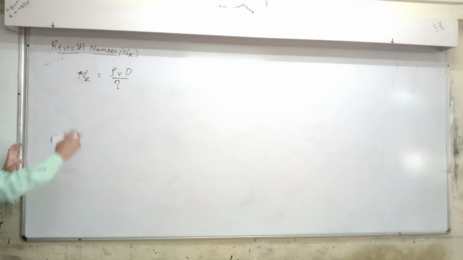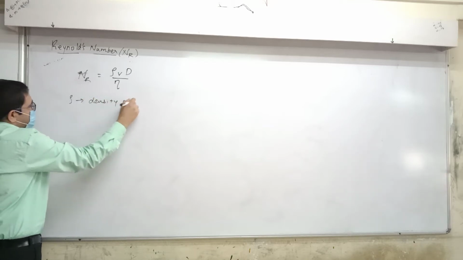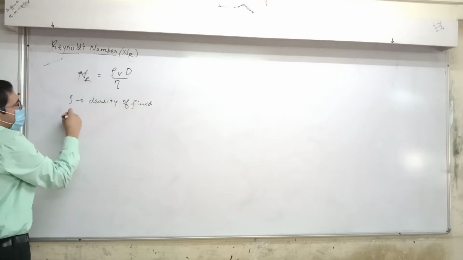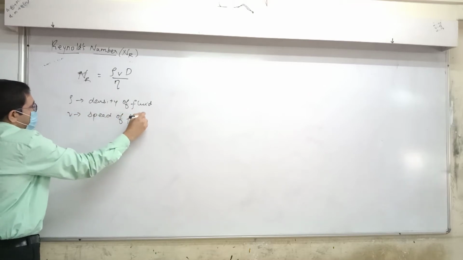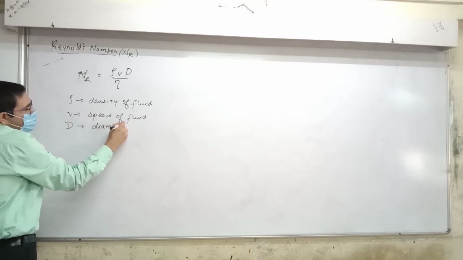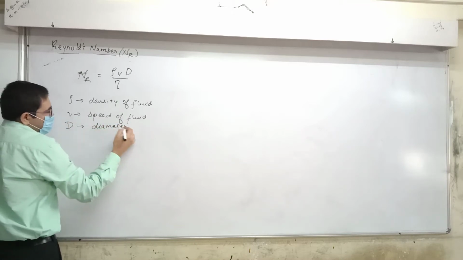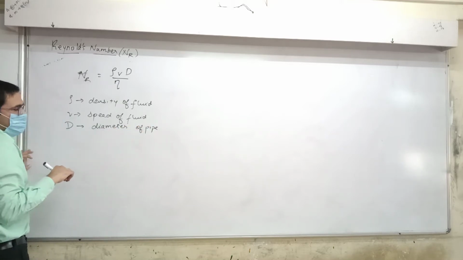What are these things? Rho, of course, is the density of the fluid. That is very easy to pick. V is the speed of the fluid. D is the diameter of the pipe. This is only valid for a pipe. D is the diameter of the pipe in which it is flowing.